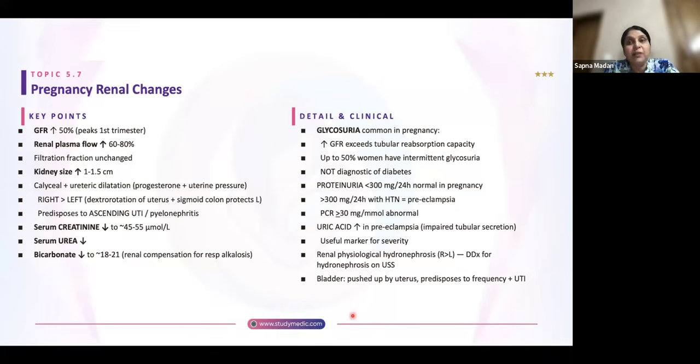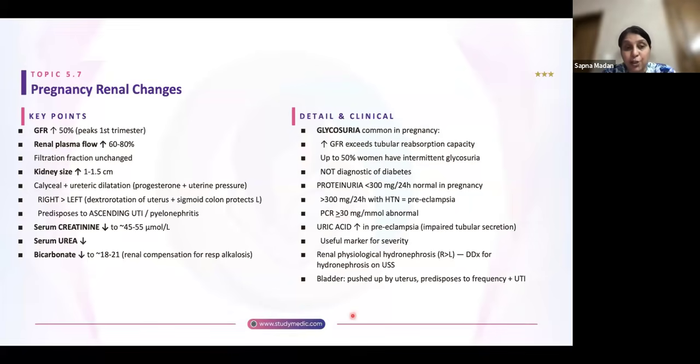Okay, that is why left lateral position is preferred. Because the uterus is already dextrorotated, you should lie on the left lateral position. The right side is more likely to have hydronephrosis or hydroureter because of dextrorotation of the uterus, and also because on the left side the sigmoid colon is protecting the left ureter. And this predisposes to ascending UTI and pyelonephritis.